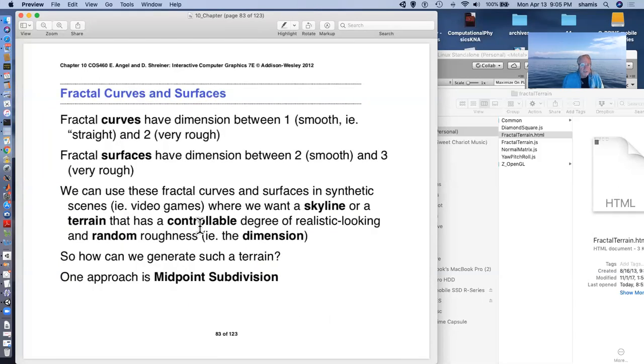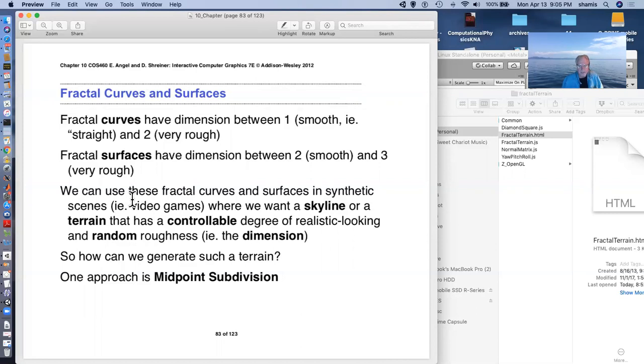So the idea here is that fractal curves have a dimension that's between 1, where they would be very smooth, i.e. straight, and 2, where they're very rough. And fractal surfaces have a dimension between 2, which is going to be a smooth surface, like a square, and 3, where they're very rough, like our Sierpinski Gasket.